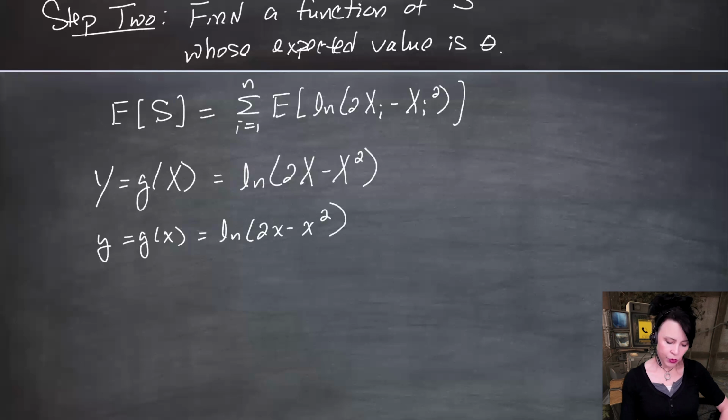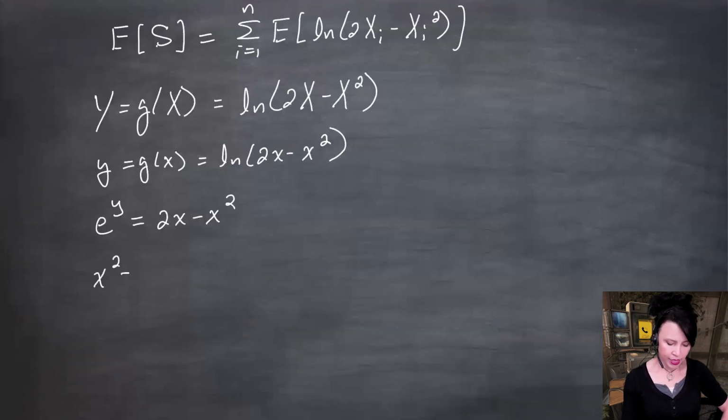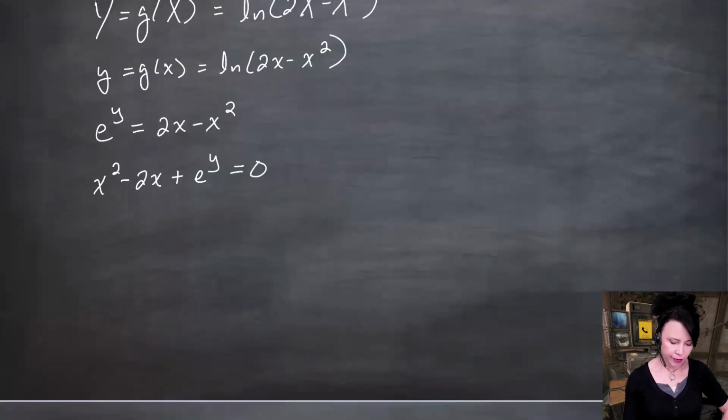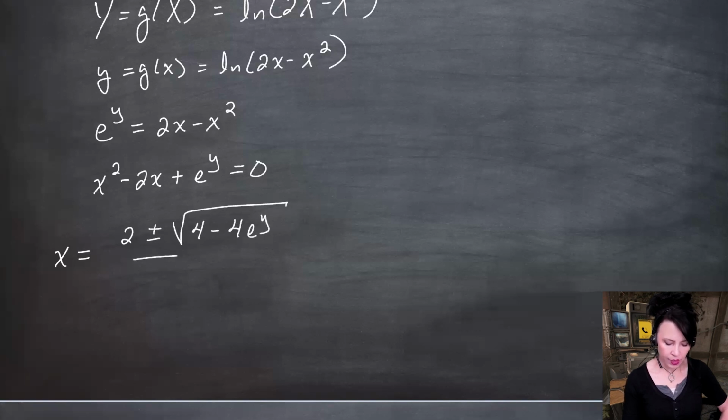And if we solve for x, we'll take e of both sides. So we'll get this. And if I move everything to the left, I'll get x squared minus 2x plus e to the y equals 0, a quadratic. Let's try the quadratic formula. x is negative b plus or minus the square root of b squared minus 4ac over 2a. In this problem, a is the lead coefficient, which is 1, b is negative 2, and c is e to the y. So I will get positive 2 plus or minus the square root of b squared, which is 4, minus 4ac over 2a.